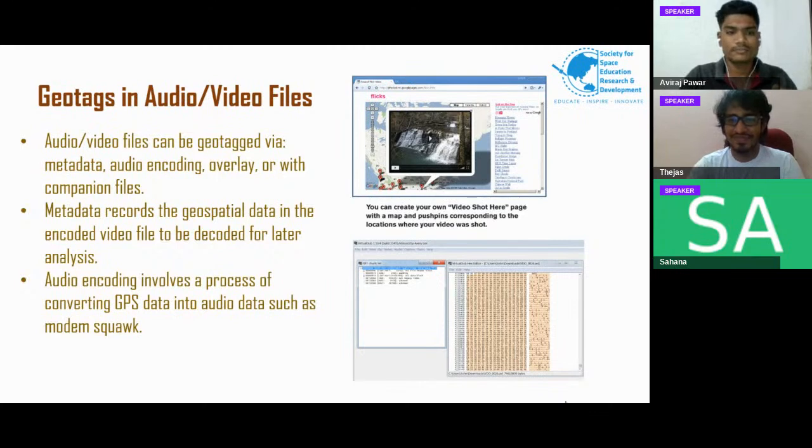As we have the inbuilt GPS system inside mobiles for photographs, we have the same inbuilt GPS system for videos inside our mobile devices and cameras. With this, we have every location of the video stored inside the video file. Can we have the next slide?